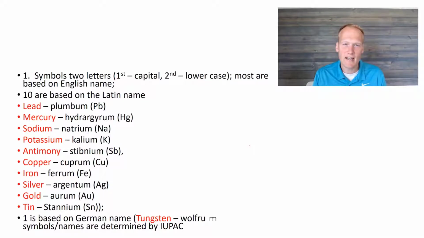Most symbols for the elements make sense. They would be based on the English name. There are 10 of them that have names based in the Latin root. So for instance, lead, the Latin name for that is plumbum, and therefore the symbol is Pb. Sodium is natrium, and therefore the symbol is Na. You'll notice on this list of 10 that these are elements that have been known about since ancient times, and that's why their names typically come from the Latin root. There is one German-based, which is tungsten, and the wolfram is the German name, and therefore the symbol is a capital W.